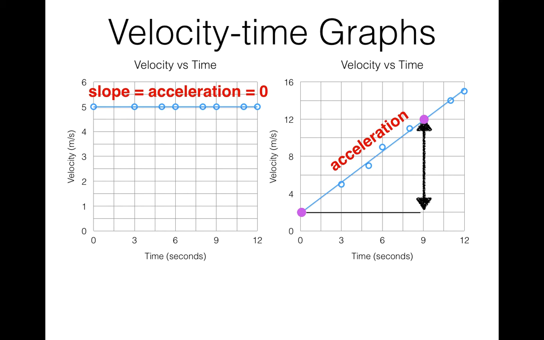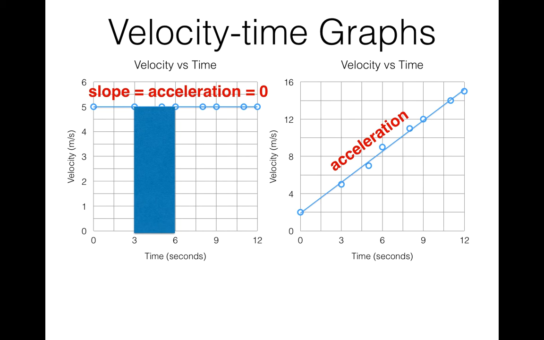Now, when we're looking at how the velocity changes from one point to the other, let's say at time 0 we had a velocity of 2 meters per second, and then at 9 seconds we had a velocity of 12 meters per second. We would just be seeing how the velocity changed from 2 to 12 meters per second. So the difference there is that change in velocity, the delta V, from one point to the other. That's how much it changed its velocity.